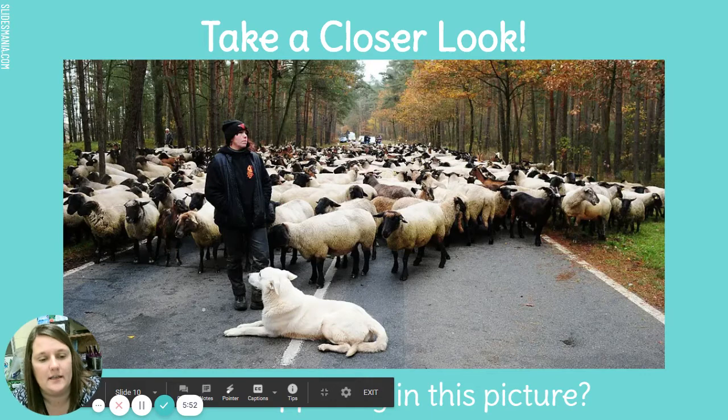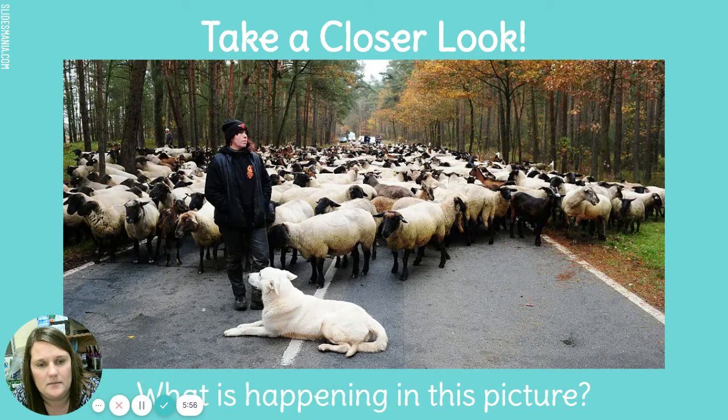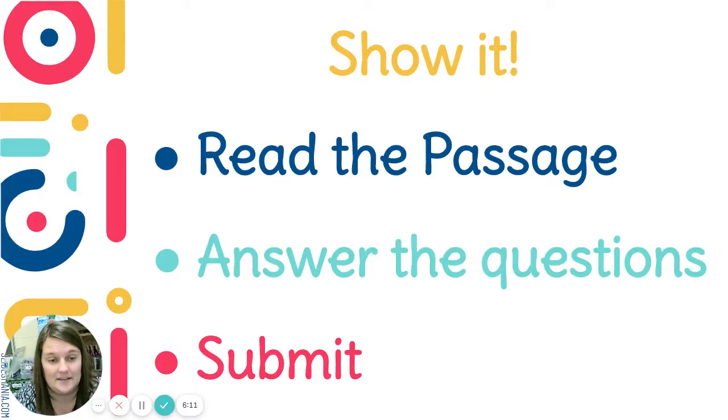All right, let's take a closer look here. What is happening in this picture? Can we make an inference that that dog helped herd all of those sheep, okay? Or that woman is supposed to be herding all the sheep and keeping them all together? Yes, we can. Did anybody tell us that? No. These are inferences, guys, okay?